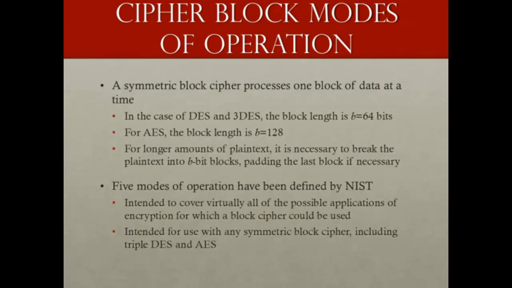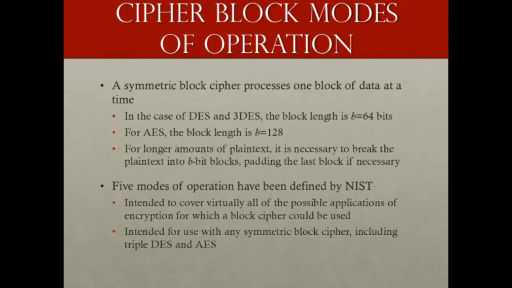Cipher block modes of operation. A symmetric block cipher produces one block of data at a time. In the case of DES and triple DES, the block length is B equals 64 bits. For AES, the block length is B equals 128 bits. For longer amounts of plaintext, it is necessary to break the plaintext into B-bit blocks of data. Padding the last block is necessary.